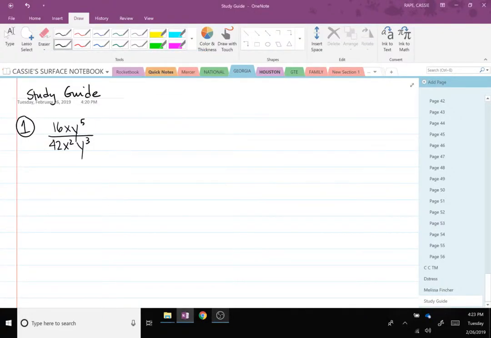This is problem number 1 from your Unit 10 Test Study Guide, Rational Expressions and Equations. So we're going to look at this: 16xy^5 over 42x^2y^3. First of all, I want you to notice it's just one fraction.